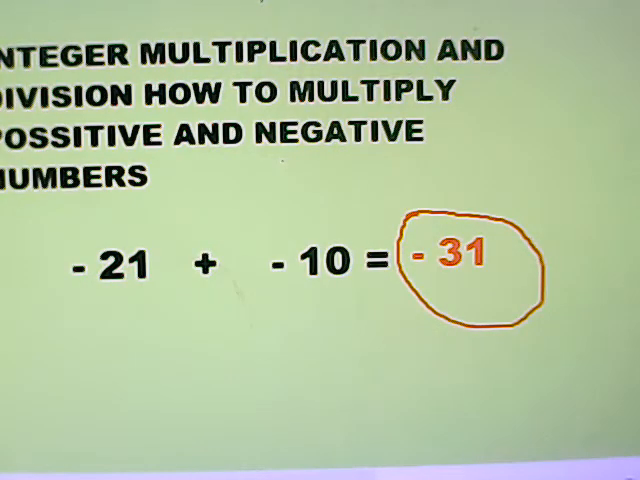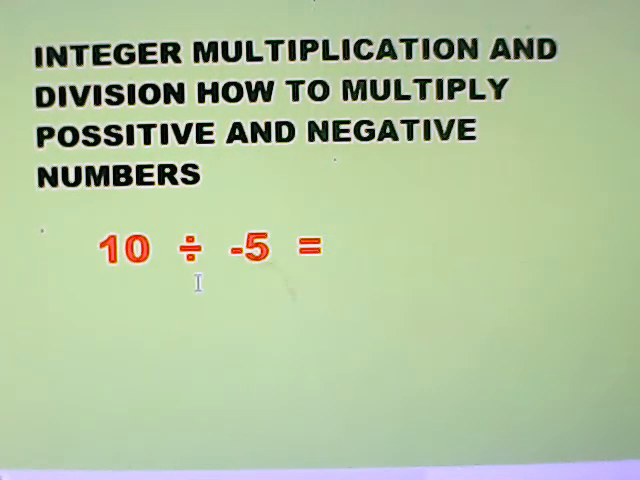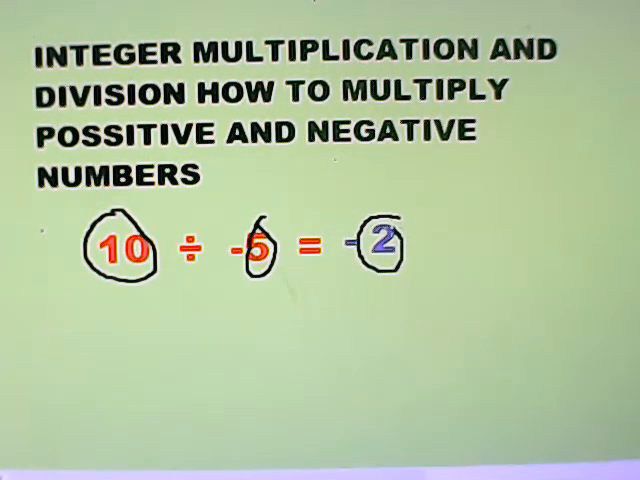Another example. 10 divided by negative 5. The answer is negative 2. First, you have to divide 10 by 5. The answer is 2. And then, positive and negative, the answer is negative. Just like multiplication.